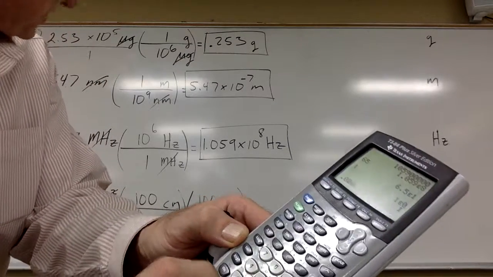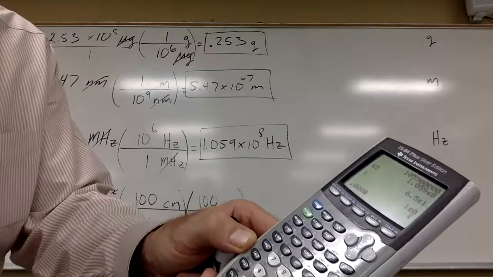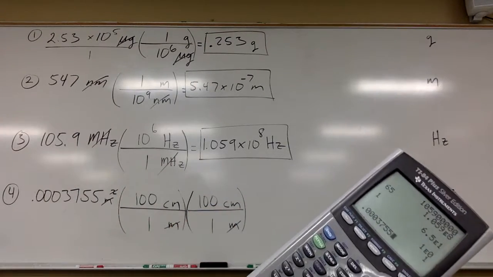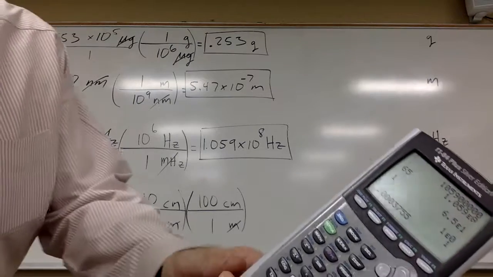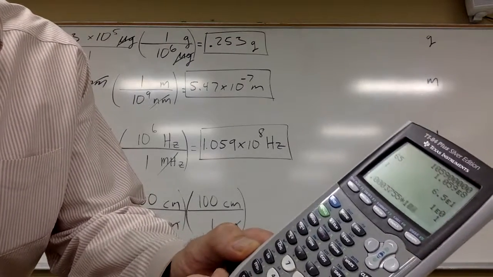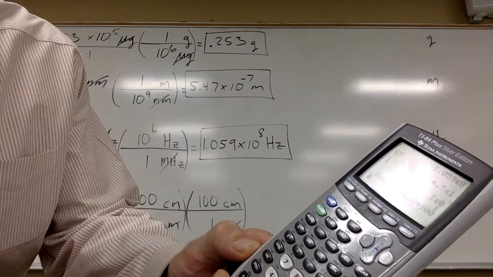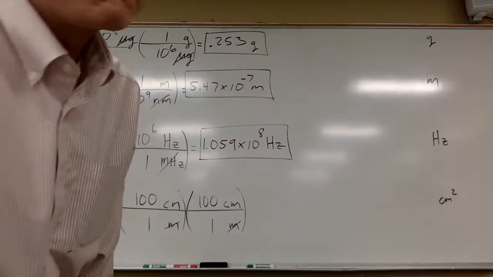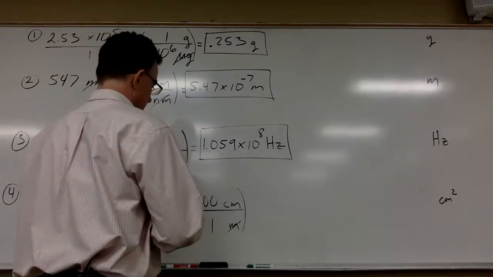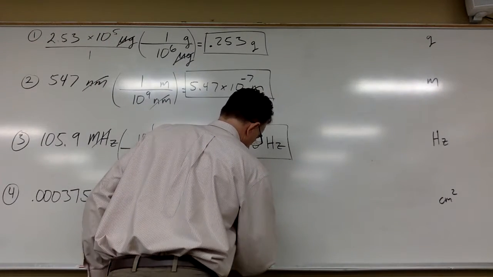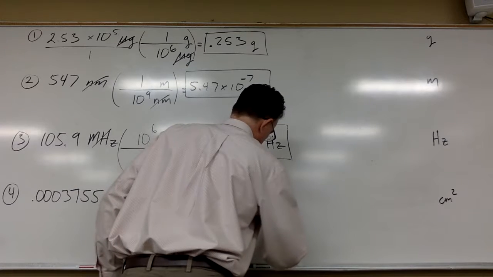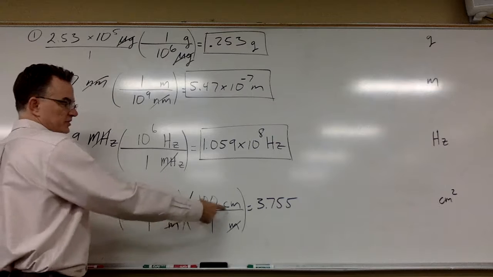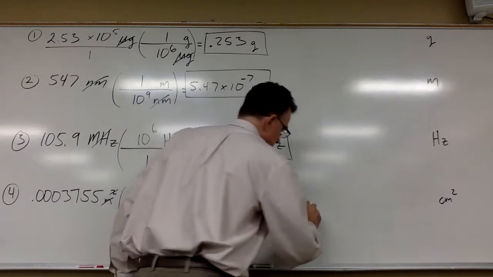So 0.0003755 times 100 times 100 times 100 times 100, 3.755. And sure enough, centimeters times centimeters is what I wanted, centimeters squared.